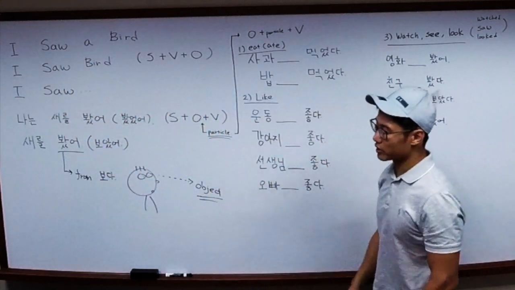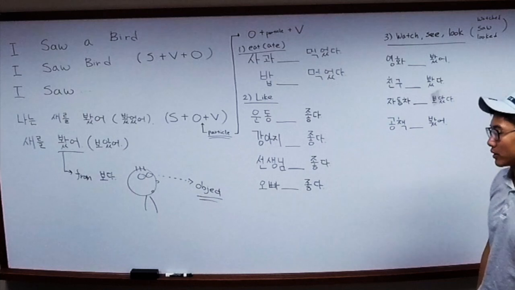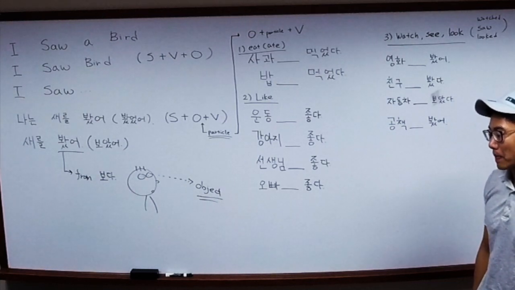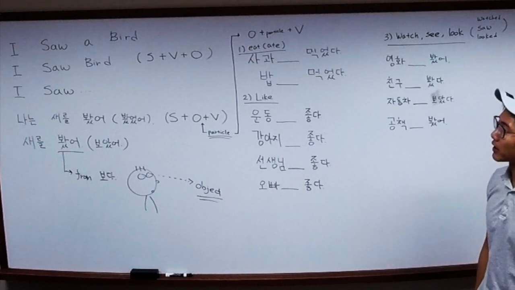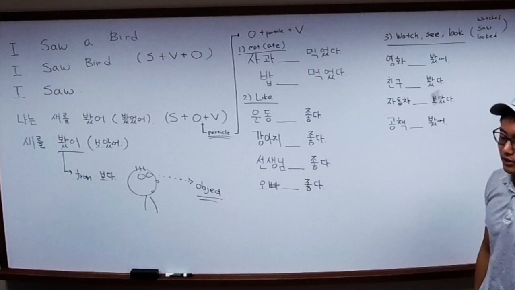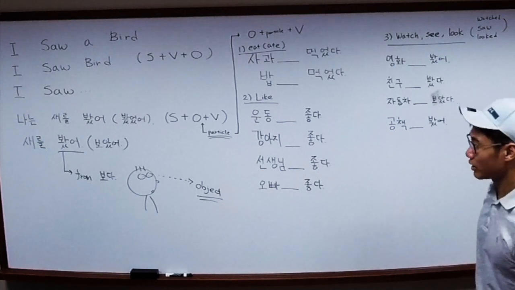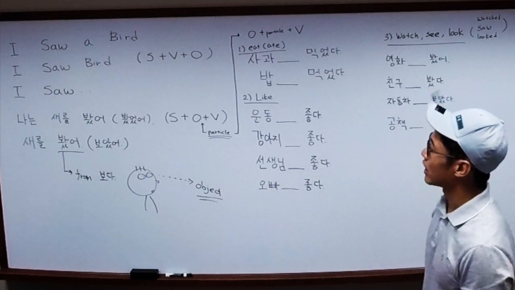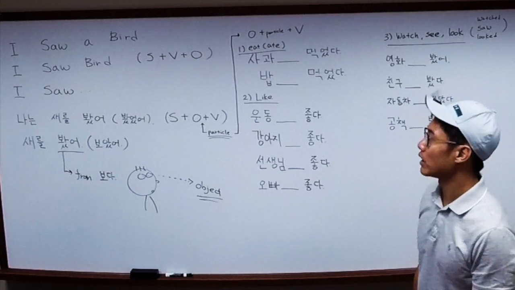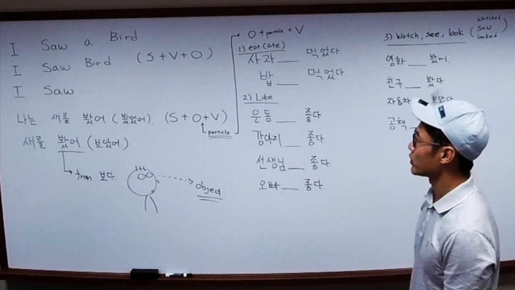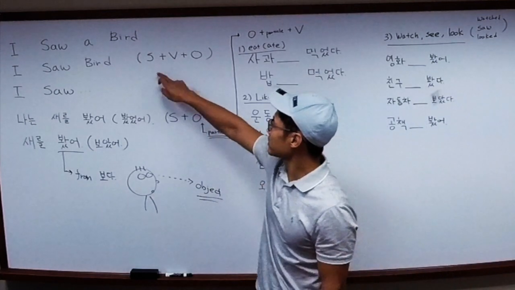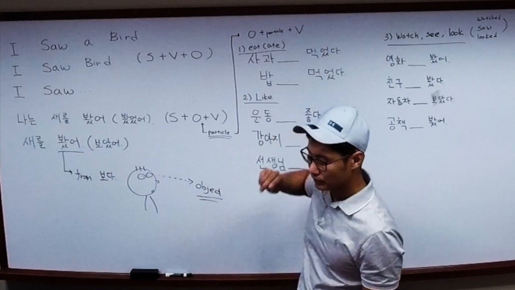I think I mentioned this before, but Korean doesn't really have a strong distinguishing expression to show singular and plural. So that's the reason why we are dropping the article a right now for simplicity. And we have I saw bird. So we have subject, verb, and object, right?